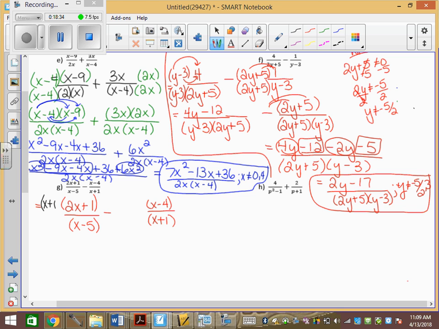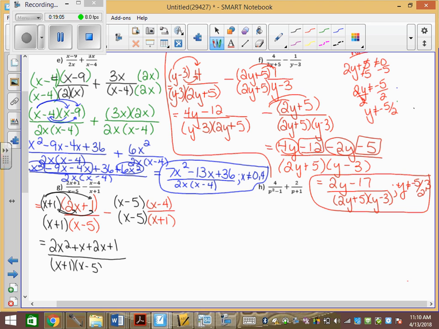So x plus 1, x plus 1, x minus 5, x minus 5. In the top I get 2x squared times x, or plus x. 1 times 2x plus 2x. 1 times 1 plus 1 over x plus 1, x minus 5. Minus x times x, which is x squared. x times negative 4, which is negative 4x. Negative 5 times x is negative 5x. Negative 5 times negative 4 is positive 20.